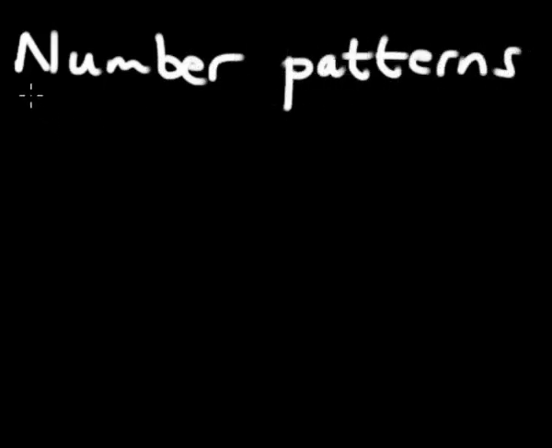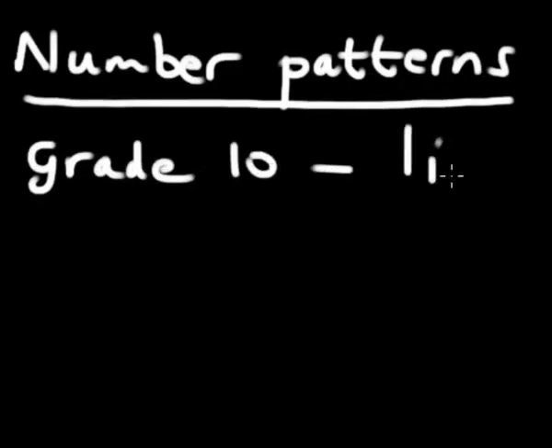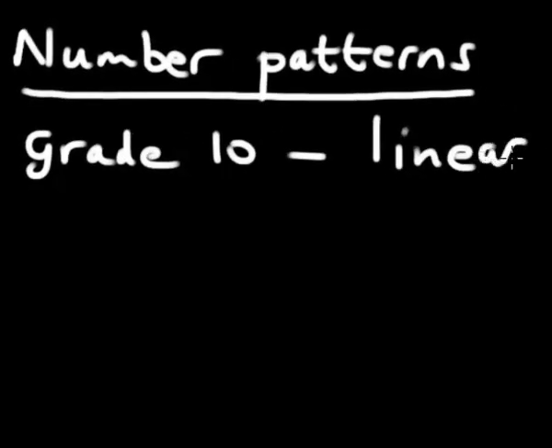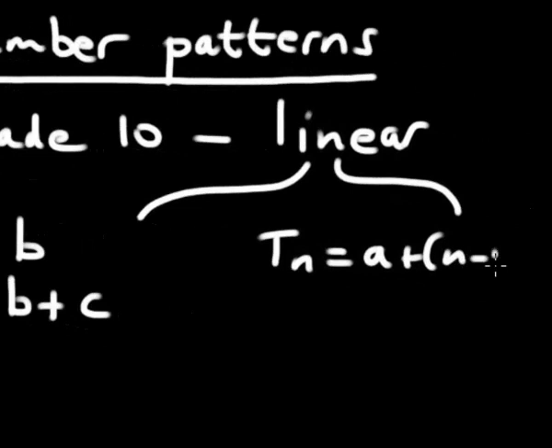Okay, grade 12, let's revise number patterns. Number patterns are a critical part of the syllabus, and in matric, you're going to be looking at sequences and series. Now, in grade 10, just to recap, we looked at what we called the linear number pattern, if you remember. And basically, there were two methods that we used: the Bn plus C method, or Tn is a plus (n minus 1)d.